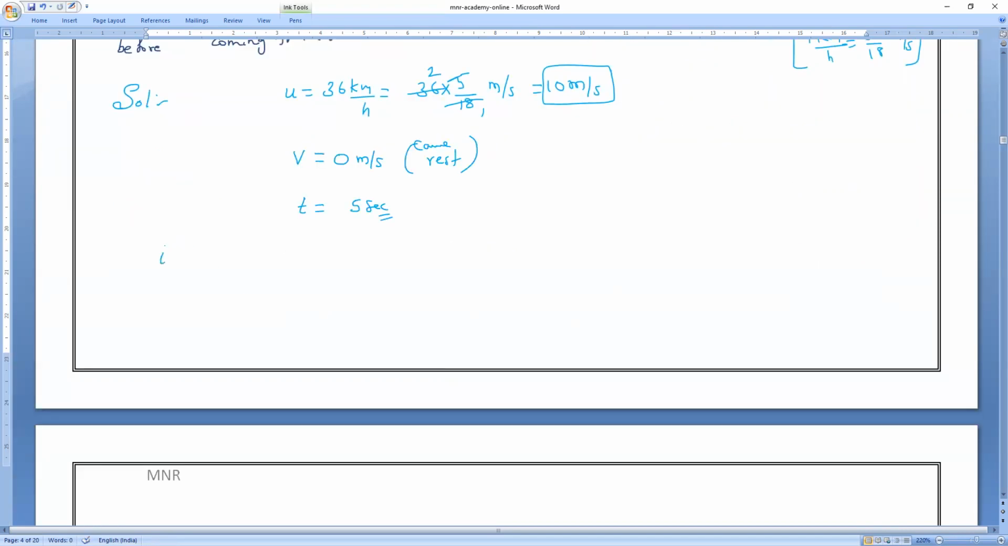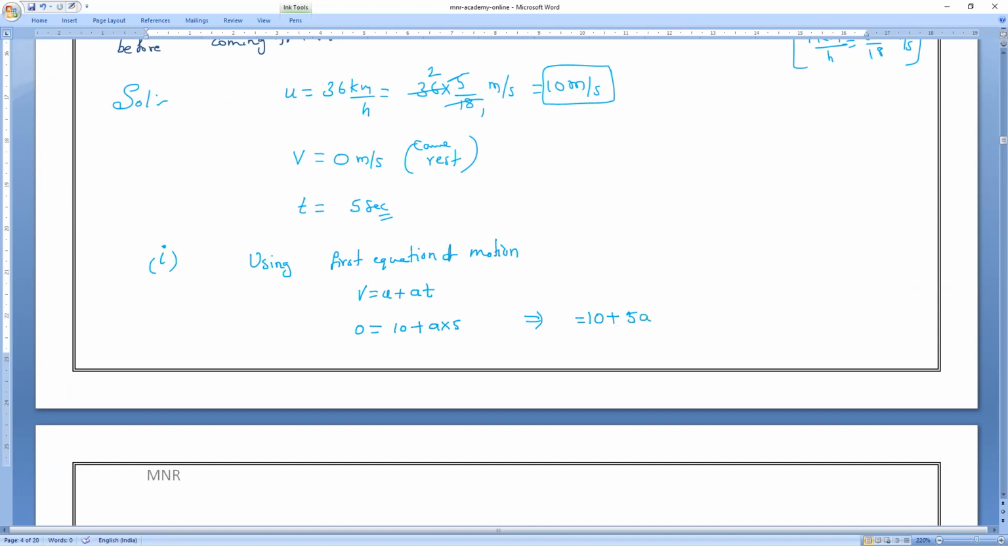So which equation will apply? Find the acceleration, first equation, velocity and time. So using the first equation of motion, V equals U plus AT. So final velocity is 0. Initial velocity is how much? 10, plus A into time, which is 5. So 0 equals 10 plus 5A.